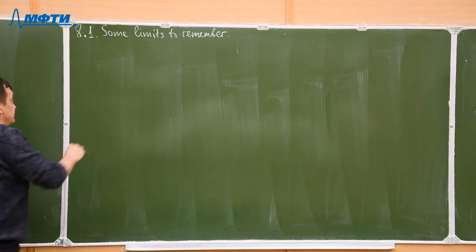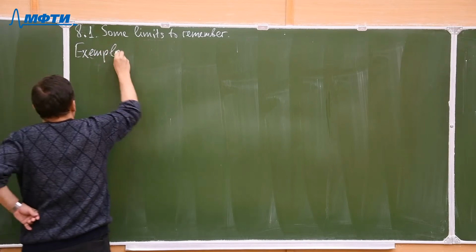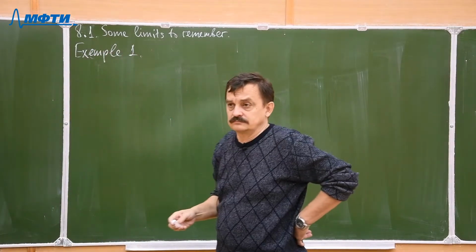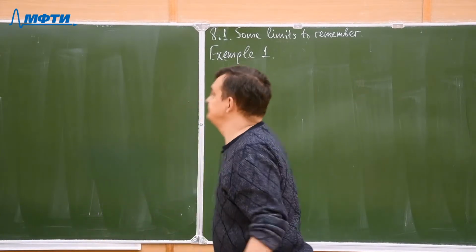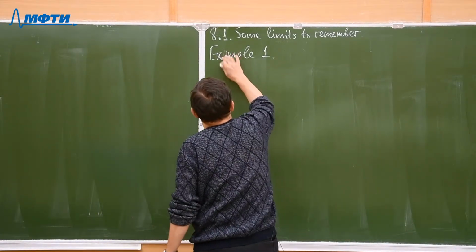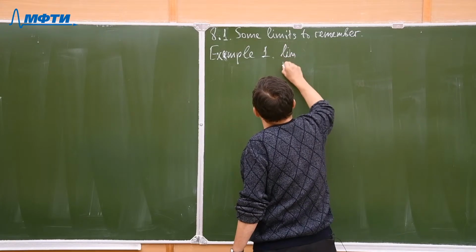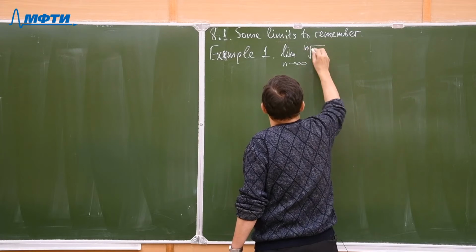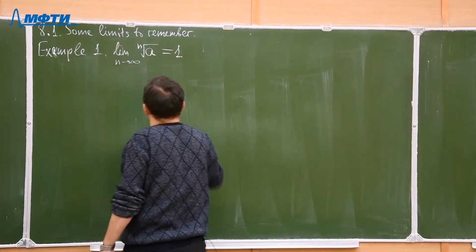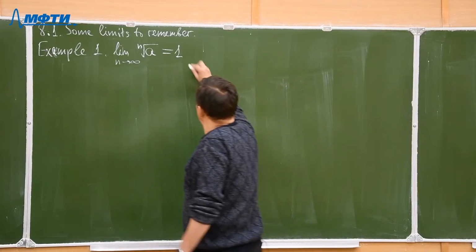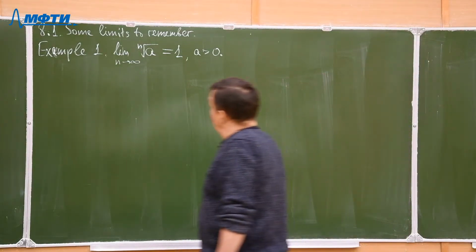Example 1. Limit as n tends to infinity of nth root of a equals 1, where a is greater than 0. Okay, proof.